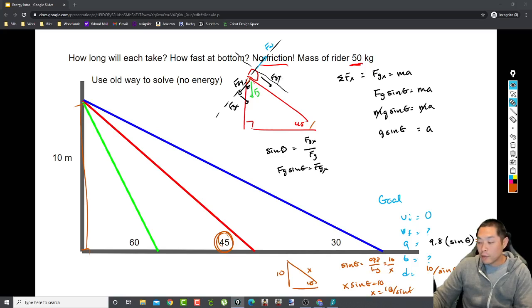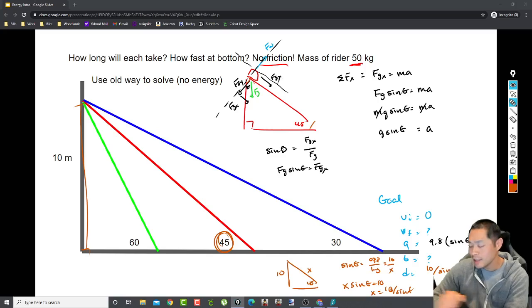Sign-wise, you could think of it both ways. You could think of them as both down, so you could have them both negative, or you could think of them as both to the right, both positive. Whichever one you choose, it doesn't matter, as long as they're the same, you're going to be okay. So now we have three things, and we can solve for both VF and T. So I'm going to do that.